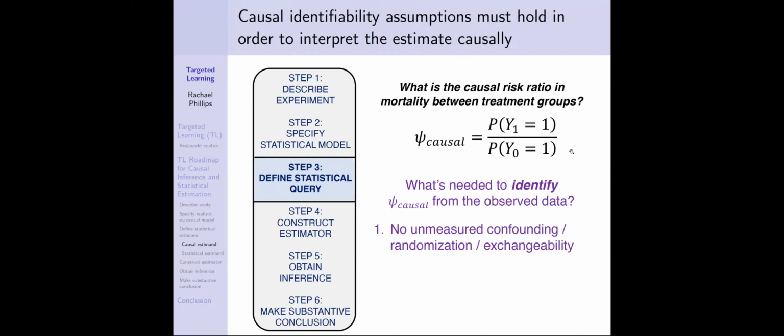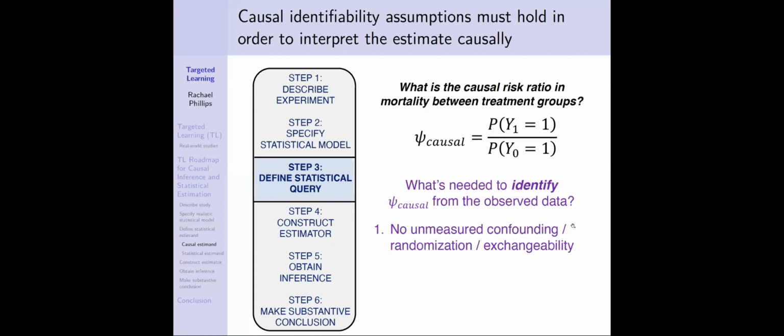Causal identifiability assumptions are what's needed to identify this parameter from the observed data. So how can we use our observed data to approximate this parameter? The first assumption that we need to hold is no unmeasured confounding, or randomization, or conditional exchangeability. In a randomized trial, this is going to hold because we've randomized the treatment decision, so we don't have covariates that are impacting both the treatment decision and the outcome.